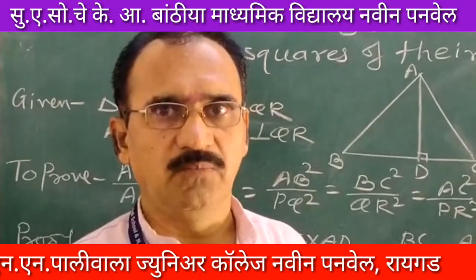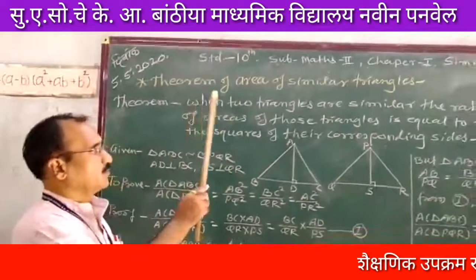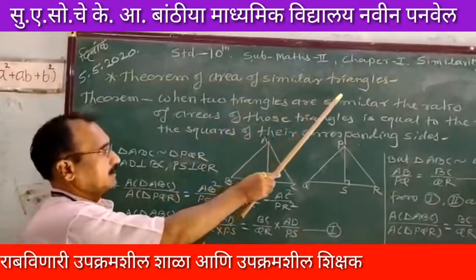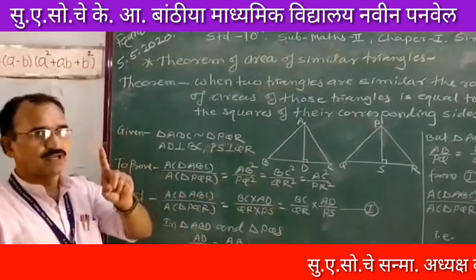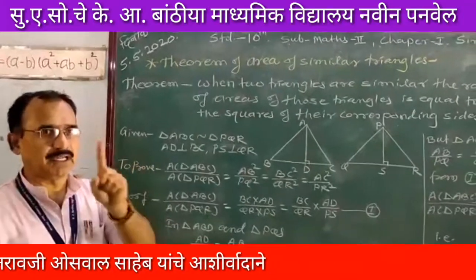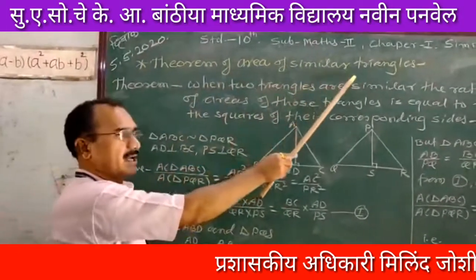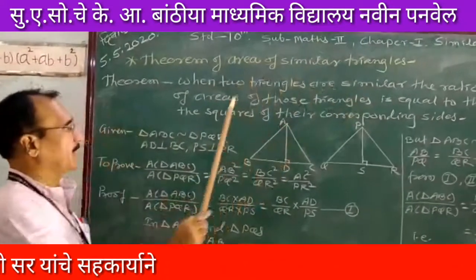Yesterday we have seen practice set 1.3 and now we are going to see the last theorem of this lesson, theorem of area of similar triangles. In this lesson we are seeing two theorems. First one is BPT, basic proportionality theorem, and this one is the theorem of area of similar triangles. Both theorems are very important for board exam.